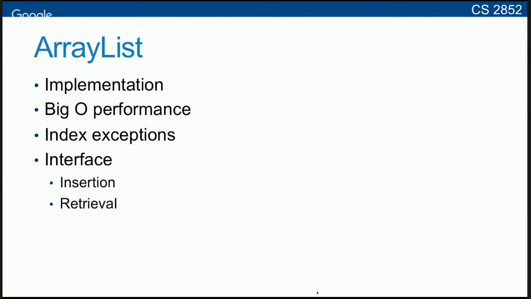That's important to know. ArrayList and LinkedList are two list types, and you'll want to be familiar with their big O performance, as we saw. In particular, think about the exceptions that occur. You should have a good idea of the basic interface for ArrayList, which is not only get, but set as well, and then add, add first and add last, and what happens when you add and remove those items.